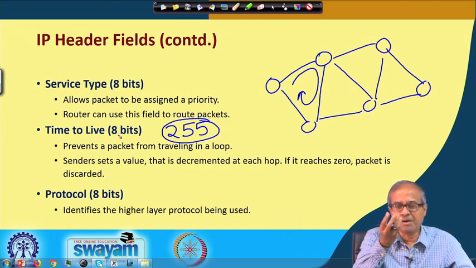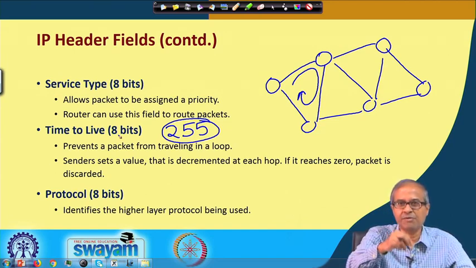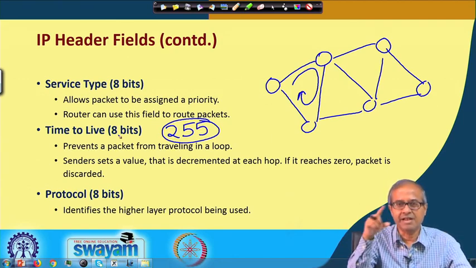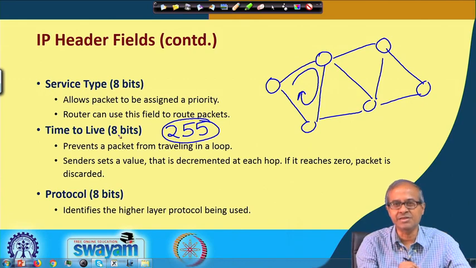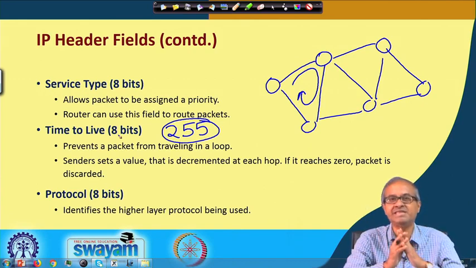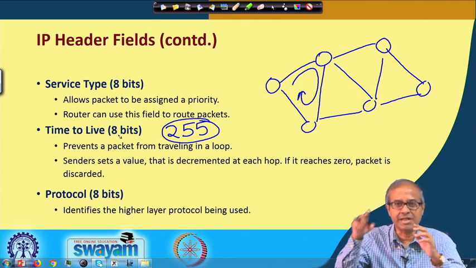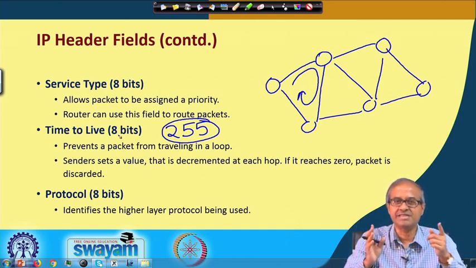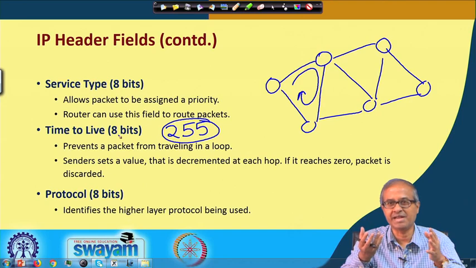So, every time a packet is forwarded from one node to the other, the value in that packet is decremented by 1, it becomes 49, next time 48, 47, 46, like that. Whenever the value reaches 0, the packet is discarded, so that you do not allow this indefinite cycling to go on. This is time to live, how long this packet can live.